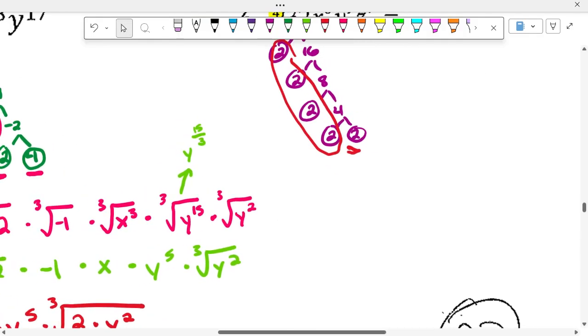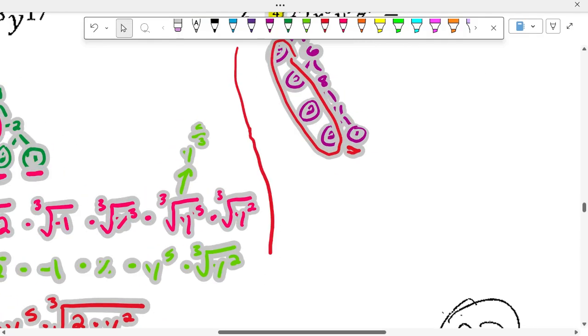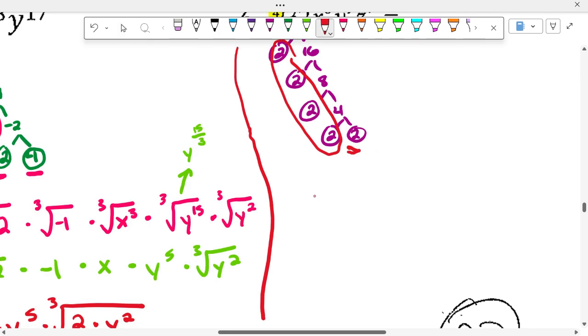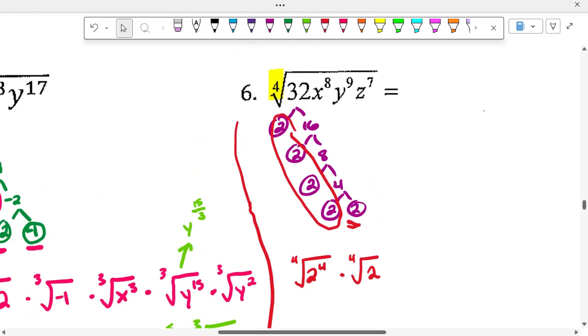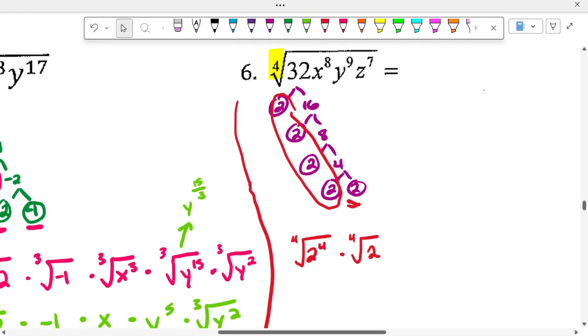So this would be 2 to the 4th, because that's what that is 4 times, times the 4th root of 2. How many groups of 4 can I make out of x to the 8th? 2. Is there any left over? Nope. Perfect 4th.